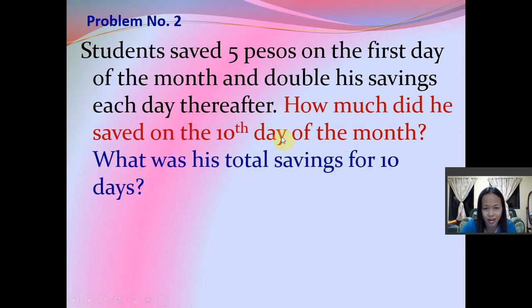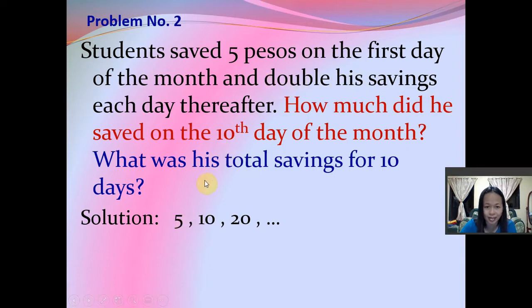Okay, so here we are asked to find out two values. First is his savings on the 10th day. And the second is the total savings for 10 days. So we are looking for two things here for this problem. Based on our problem, on the first day, the student saved 5 pesos. And take note, he doubled his savings.